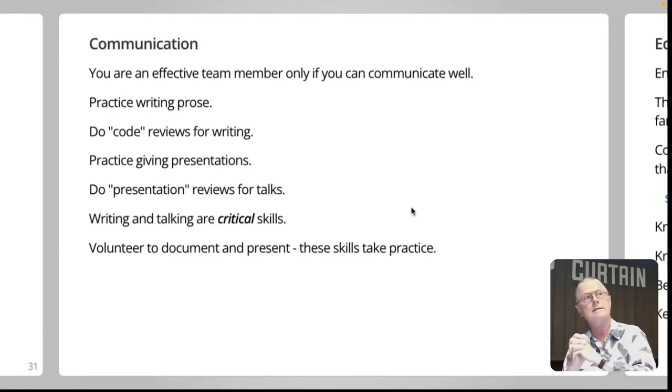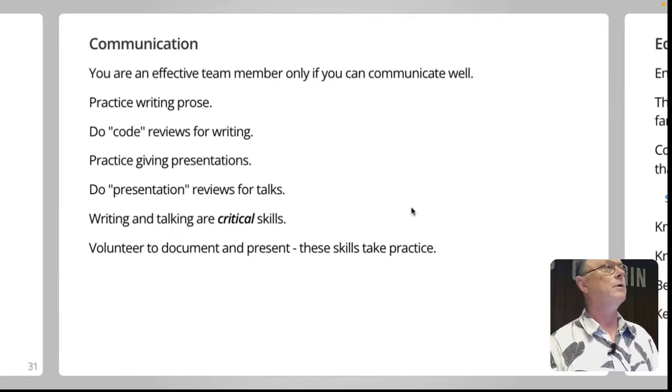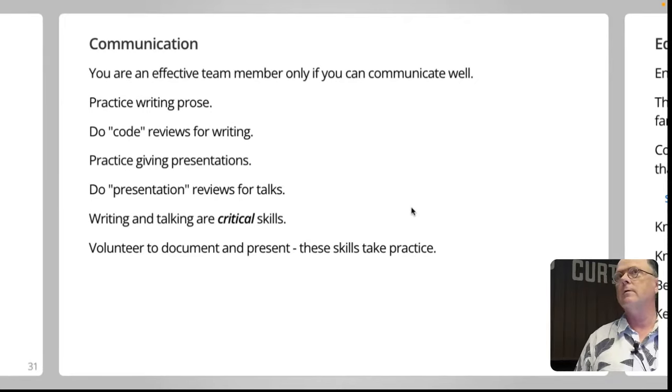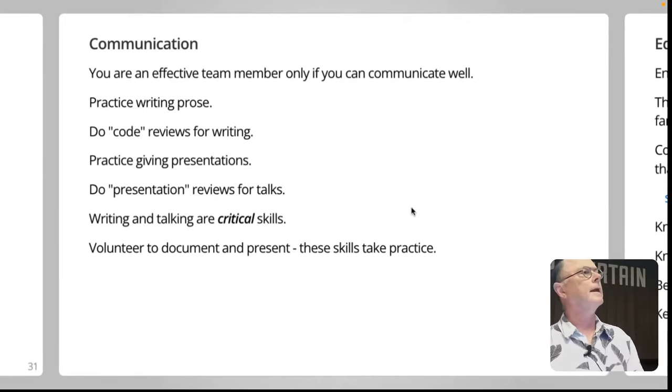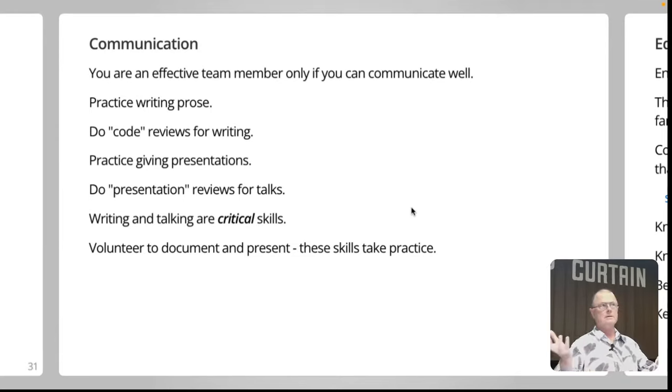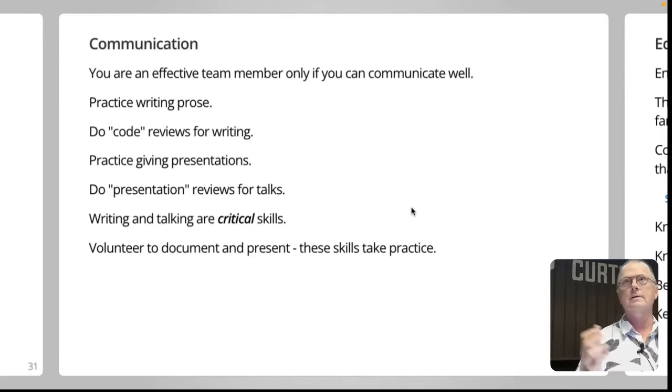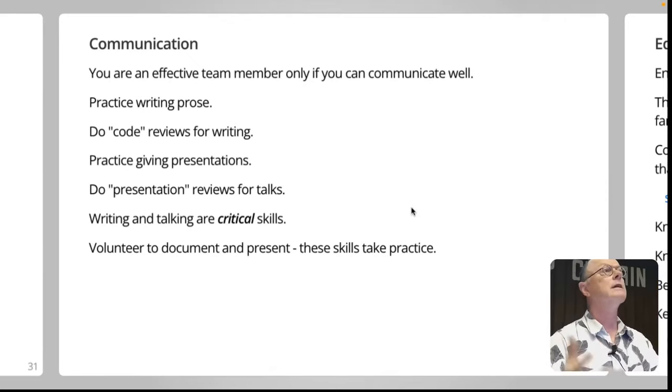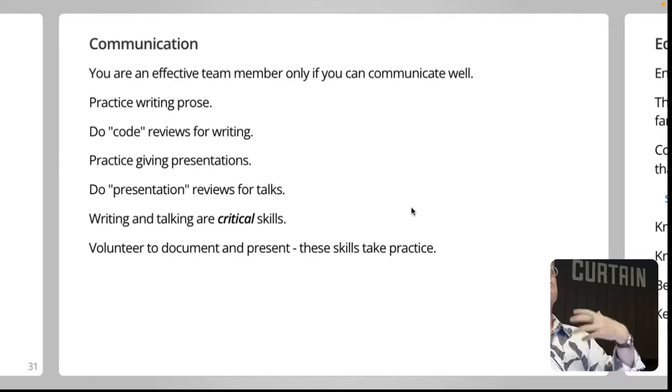Similarly, you should practice giving presentations. When you go to one of those team meetings and they say, what have you been working on? You're going to have to talk about what you've been doing. And you have to be comfortable standing in front of a room of 5, 10, or more people and explaining what you're doing and how it works and why. So practice giving presentations. Practice making slides, just like code reviews. Have a friend or a team member look over your slides, talk to you about them. Practice giving it. Rehearse it. If you're going to even talk at a conference, rehearse it. Practice. The better you are at communicating, the more effective you're going to be as an engineer.